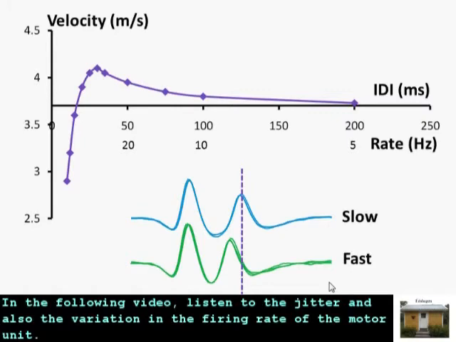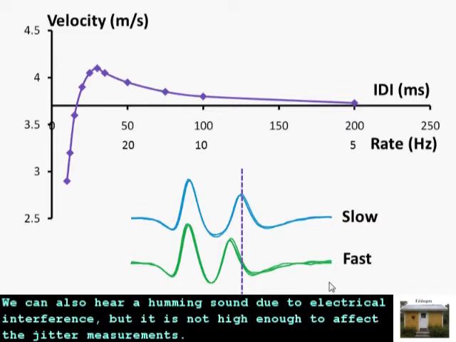In the following video, listen to the jitter and also the variation in the firing rate of the motor unit. You can also hear a humming sound due to electrical interference, but it's not high enough to affect the jitter measurements.